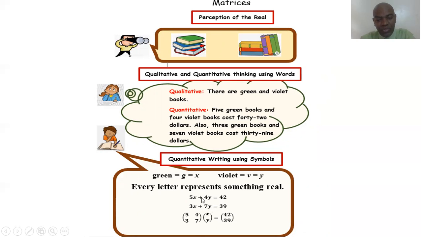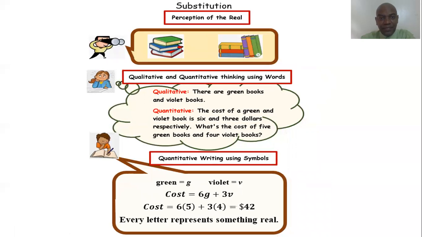So you have a system of equations, and this system of equations can be rewritten in another form using matrices. A matrix is a set of numbers in rows and columns in a bracket. So 5 and 4, 3 and 7, as you can see, X and Y in another column matrix equal 42 and 39. So that's what you perceive, that's what is going through your mind using words, and that's what you write symbolically. So that's mathematics, communicating what you perceive using symbols.